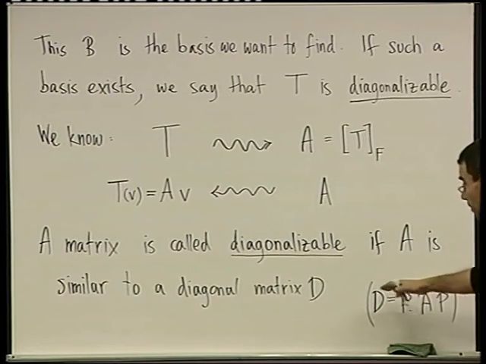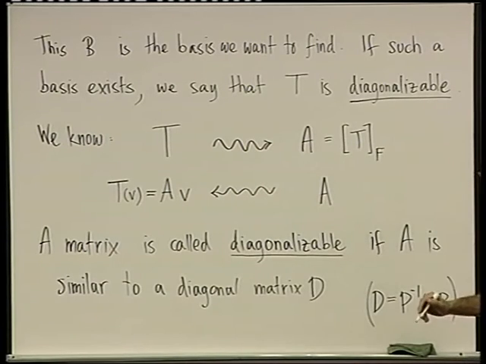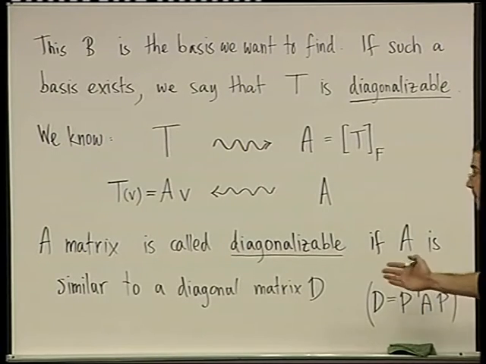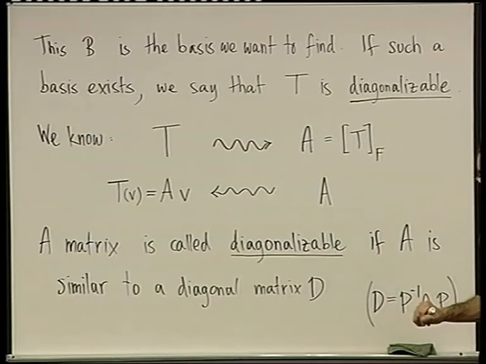Okay? So that means that they both represent the same linear map. So that's what I mean when I'm saying a matrix is diagonalizable. It doesn't mean that, for example, I can do row operations and get a diagonal matrix. All it means is this.